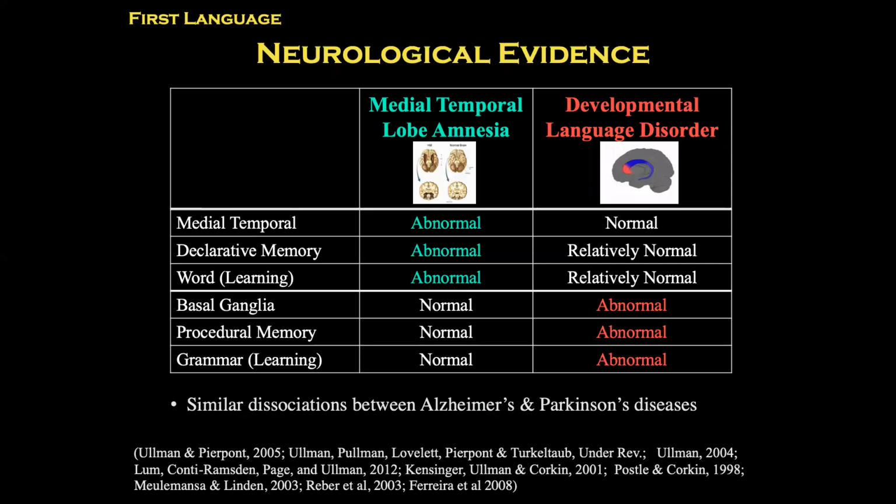You find a similar dissociation between Alzheimer's and Parkinson's disease. Which one is Alzheimer's like? Well, Alzheimer's is like the medial temporal lobe amnesia, and Parkinson's is like DLD.